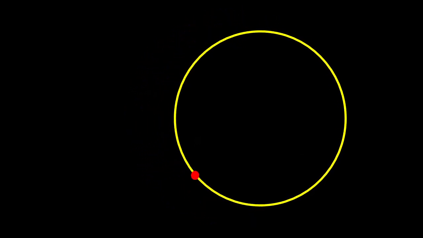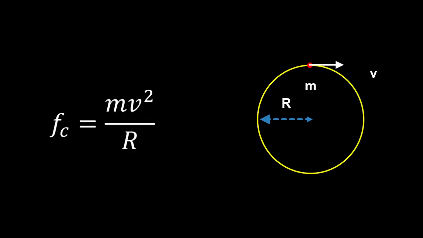Circular motion. In a circular motion, the force directed towards the center is called the centripetal force. Centripetal force of a body of mass m moving in a circle of radius r with uniform speed v is Fc equals mv squared by r.